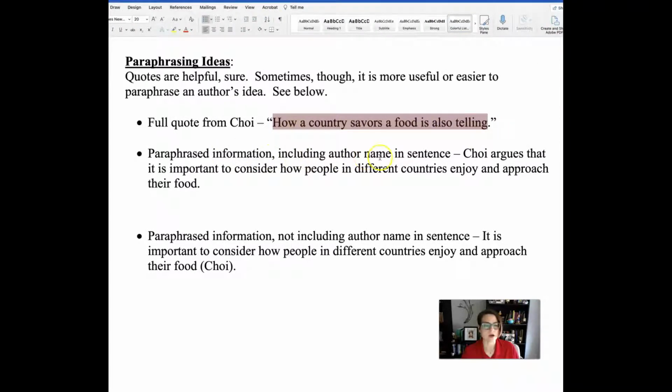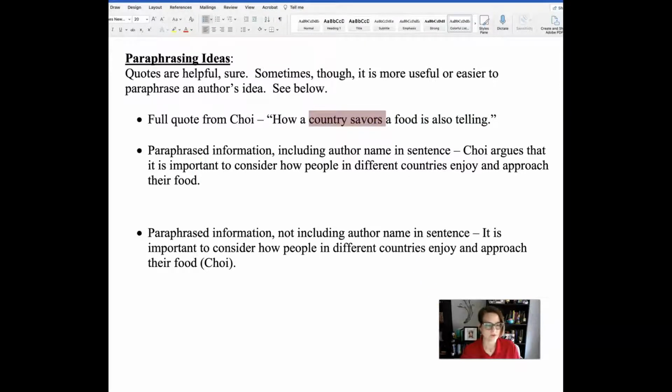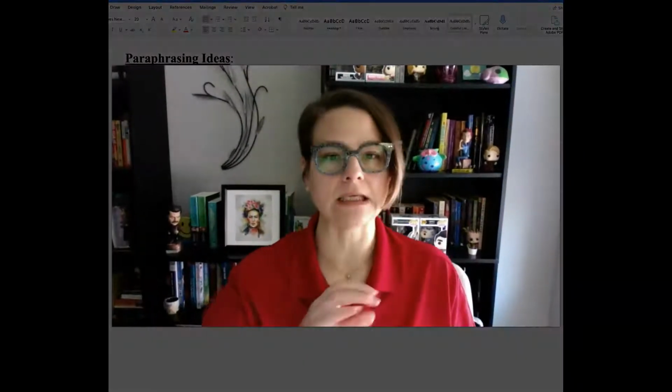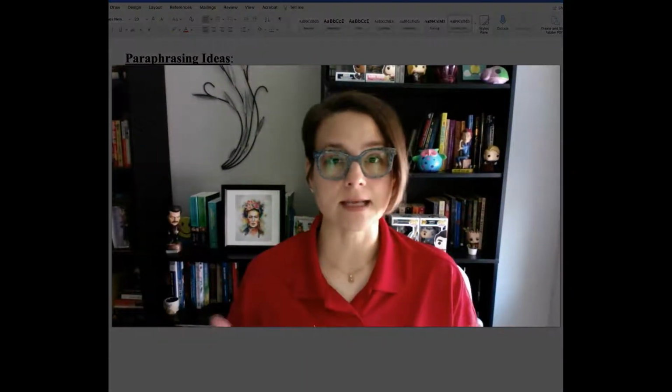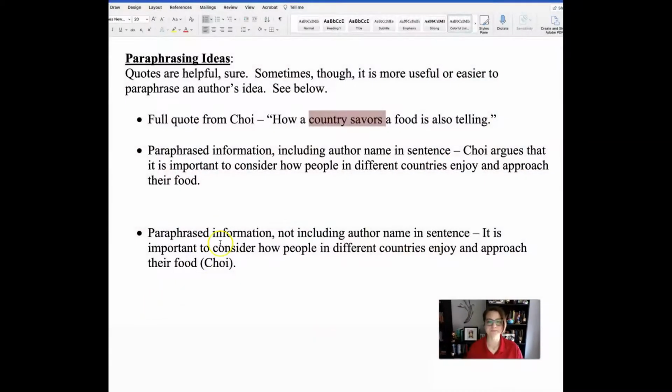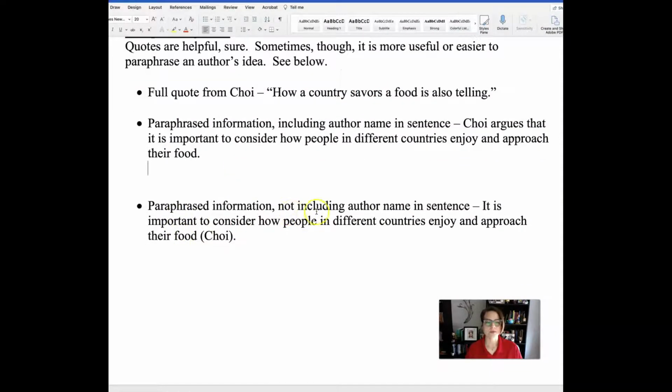So including the author's name, right? We still are giving credit. "Choi argues that it's important to consider how people in different countries enjoy and approach their food." Okay, so I've put it into my own words, and y'all, we can't just change every other word and then pass it off as our own. We have to completely rework a sentence and an idea to make sure that you're showing your audience you understand it and you are in no way plagiarizing, okay? So here's another paraphrased information.